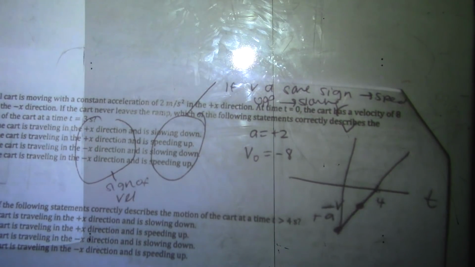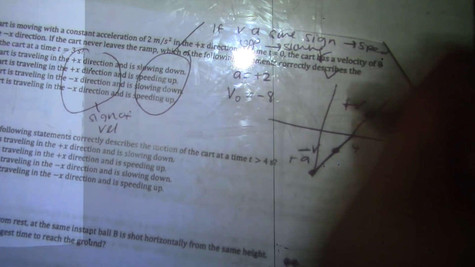So here, this was a negative velocity, so negative direction, and v and a are opposite signs, so getting slower. At t greater than 4, so that's something like here, now I have a positive velocity, so I'm moving in the positive direction, and I have a positive acceleration, same sign, getting faster. Also look at the graph here, that's definitely getting faster, so speeding up.